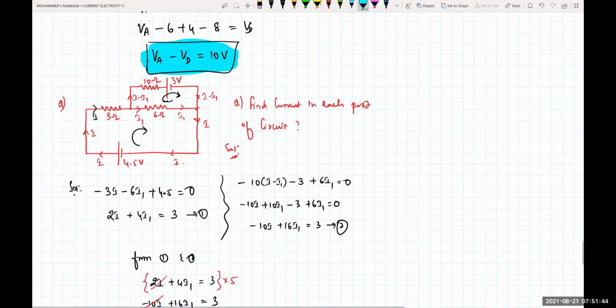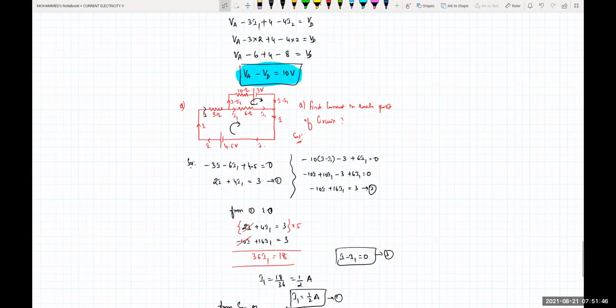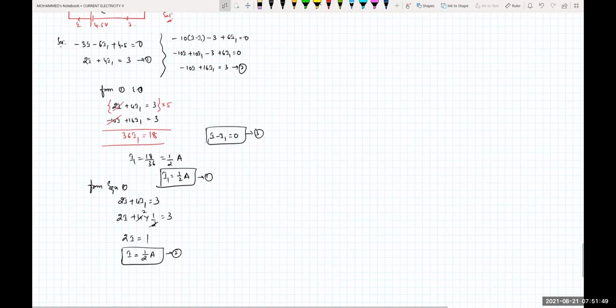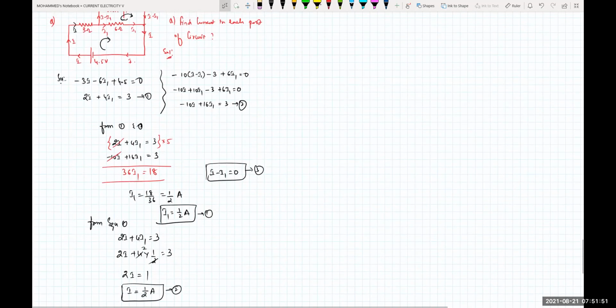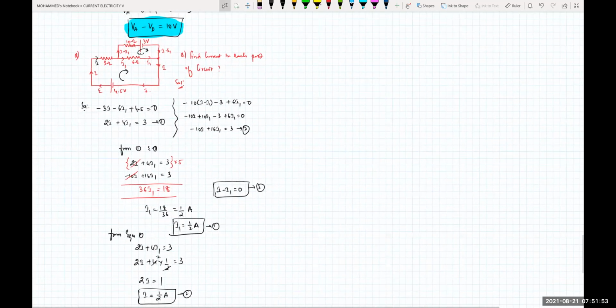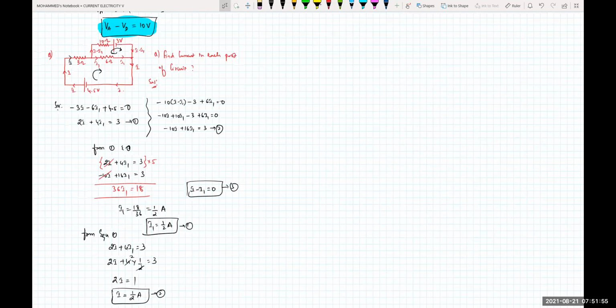Sure. Next one. See this question better. Find the current in each part. This is what I'm trying to do. I hope you can do it out. Just try it once. I'll do it by one more method also, you see.